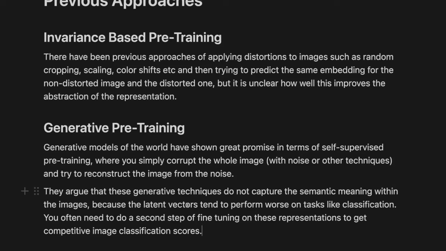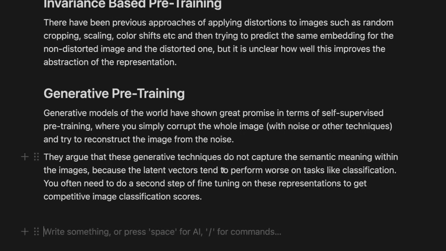because the latent spaces tend to perform worse on tasks like classification, even if they are good at generating the images. And you often need the second step of fully fine-tuning the network or these representations to get competitive scores on downstream tasks. So the hope of this paper is to skip that second step of fine-tuning the whole thing after you've done the generative pre-training or the invariance-based pre-training, and just have great latent spaces right out of the box. So that's the motivation behind this paper.